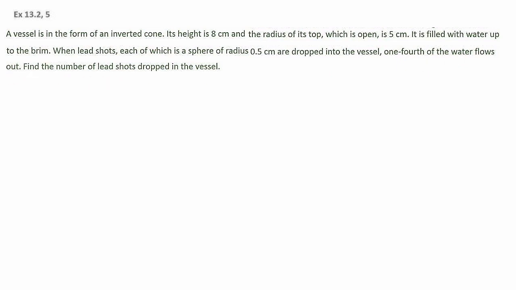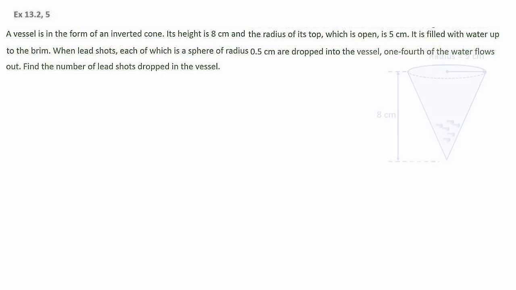Since the water is up to the brim, when you drop a particular number of lead shots, surely there will be no space and some amount of water should go out. So it is given that 1/4 of the water which is inside is flowing out. Find the number of lead shots dropped in the vessel. You have to find out how many lead shots we are dropping in.